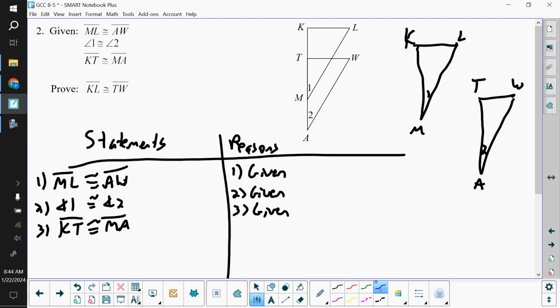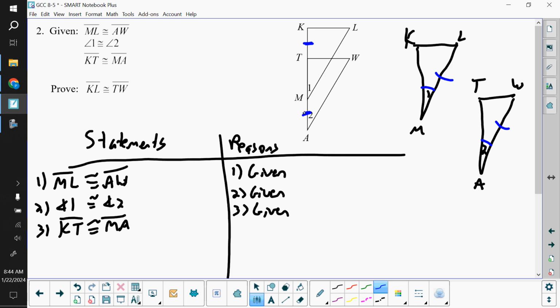So ML congruent to AW, I'm going to mark those with a tick mark here. It's kind of tricky to mark it up in the main picture because of the overlapping. Angle 1 congruent to angle 2, so I'll mark that up here. And then we have KT congruent to MA. Well, what we need to notice is that KT and MA are not in our separately drawn pictures. So I'll mark those up over here.